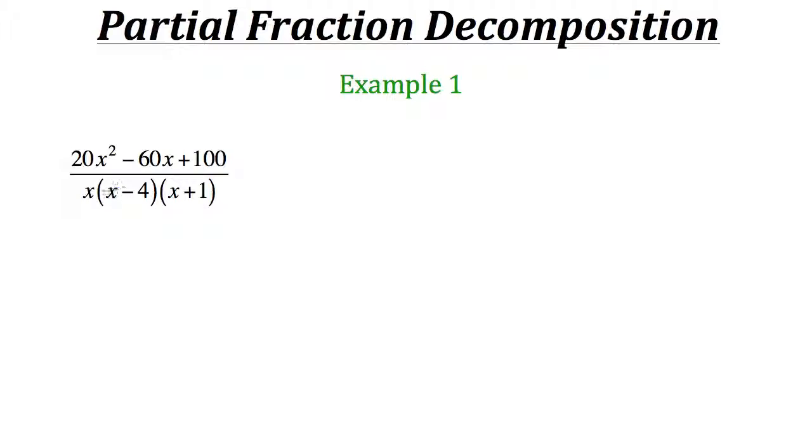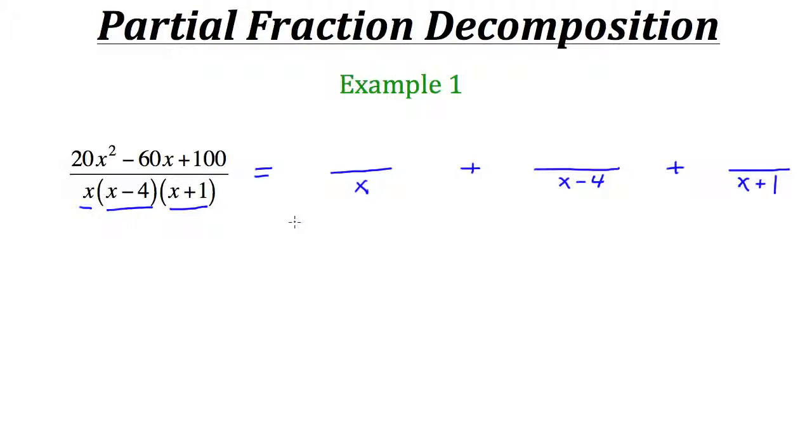Now the reason we do this is because when we create the multiple smaller fractions through partial fraction decomposition, these factors will become the denominators. So for example, we'll have a fraction with a denominator of x from our first factor, and then we'll have another fraction with a denominator of x minus 4 based on this factor, and then we'll also have one more fraction, this time with a denominator of x plus 1 for this factor here.